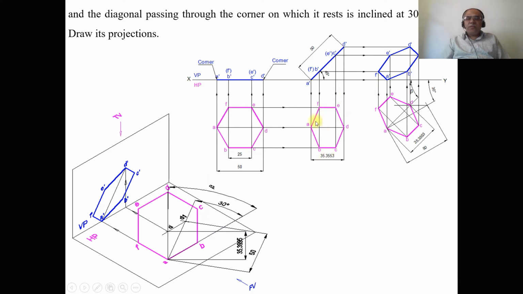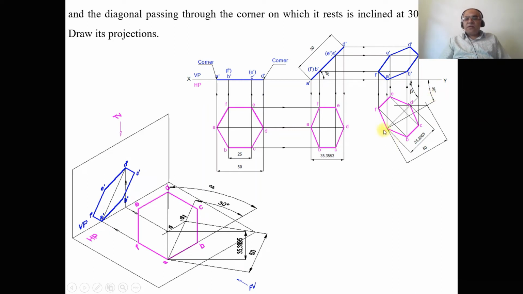As we need to reproduce the second position top view in the third position, since the diagonal inclination given is the true inclination, you cannot transfer directly on the true inclination line. Since in the second position top view you have the apparent length, we need to find out the apparent inclination. So what is the procedure to find out the apparent inclination?